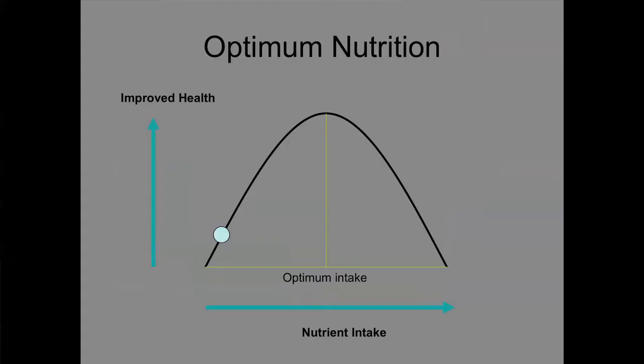So there's this issue of optimum nutrition, and the problem is, where am I on this spectrum? Am I here? Am I here? And so if I take an antioxidant, am I going to improve my position to the optimum value, or am I going to actually make myself worse? And the problem is, I don't know, and you won't know, and it's very difficult to assess where you are on that spectrum.